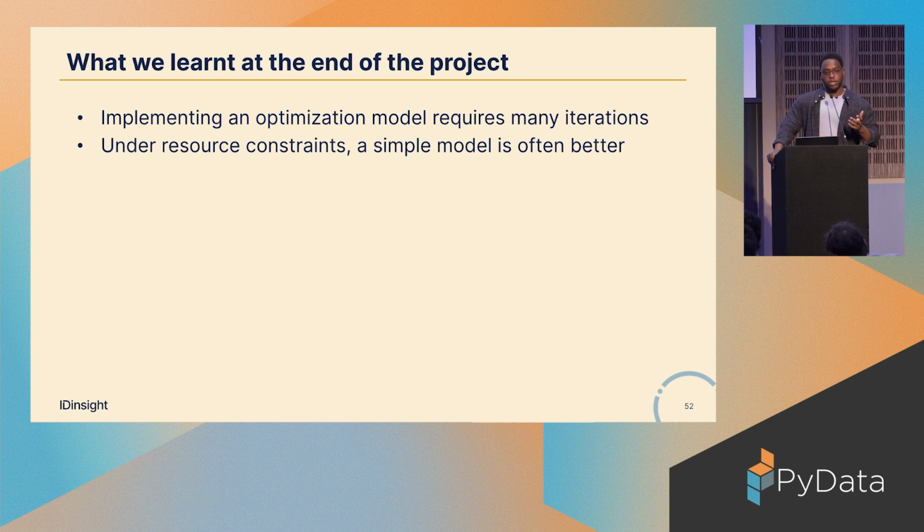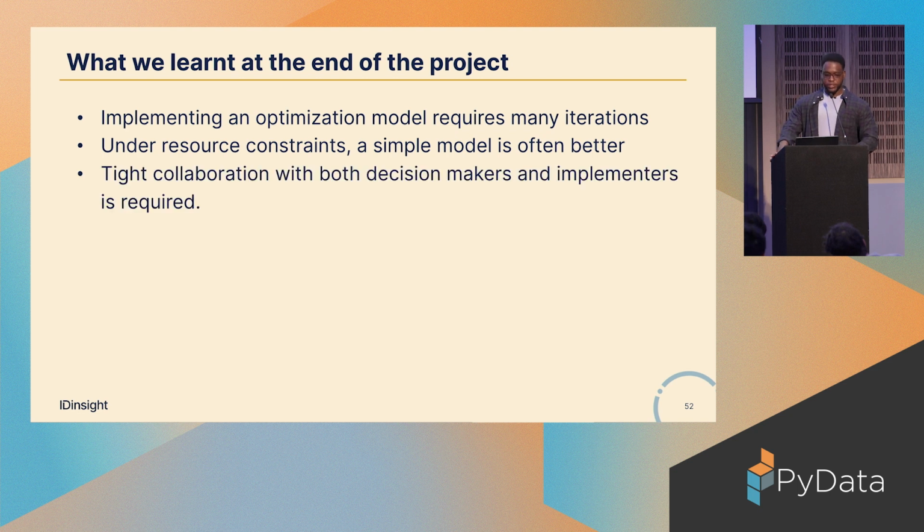But usually having more constraints means that, if you go back to the graphical representation, you limit the space of the feasible region and definitely limit the optimal value that you're able to obtain. So for the use case of the government, a simple model was much better.